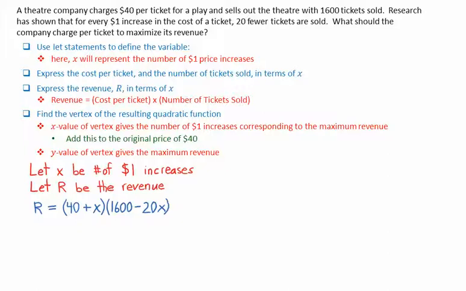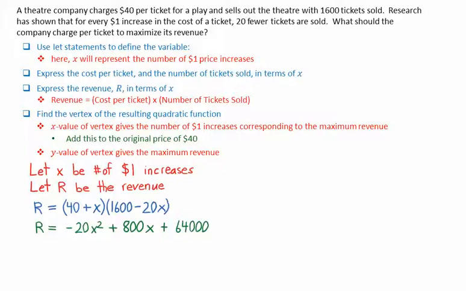At this point, we need to find the vertex of the resulting parabola. We could do this by either completing the square, or we could figure out the two zeros, or x-intercepts, of the graph, and the vertex will be right in the middle. For this question, I'm going to complete the square. We first have to FOIL. Foiling this gives R equals negative 20x squared plus 800x plus 64,000.